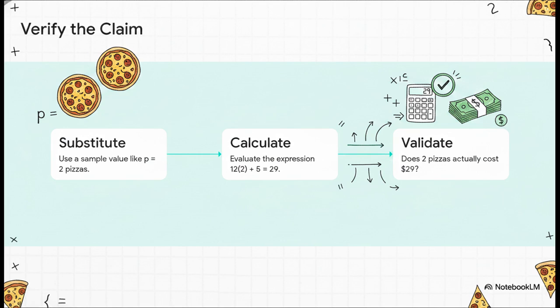Step 3, we contextualize and verify that claim. Does ordering 2 pizzas actually cost $29? Yes, it absolutely does. If we had mixed up the units or if the math didn't match up here, we'd immediately know our algebraic claim was totally false.